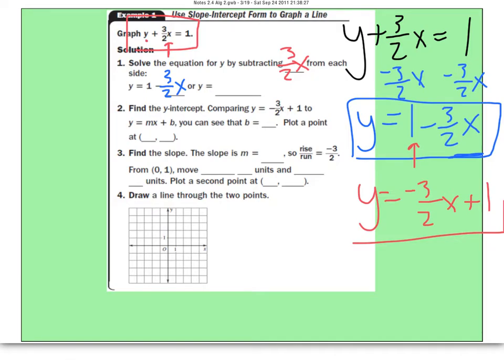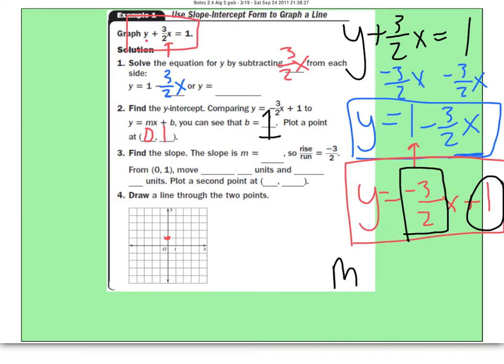Now what you're going to do to graph in step 2, you're going to find the b or the y-intercept. The y-intercept is the number by itself, so I always like to write that down, that b is 1. And we're going to plot the point of the y-intercept at 1, which is right there. By the way, that's the ordered pair 0, 1. We're going to find the slope from the original equation that we solved, which is right here. So if the slope is negative 3/2, remember that means rise over run.